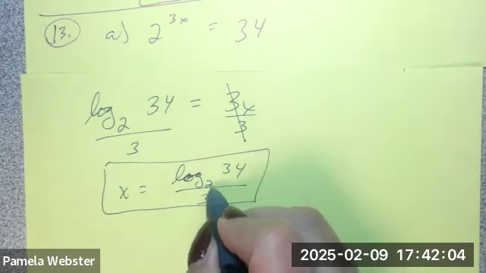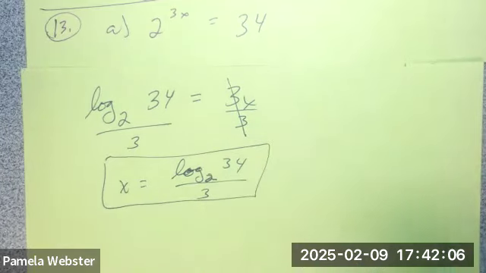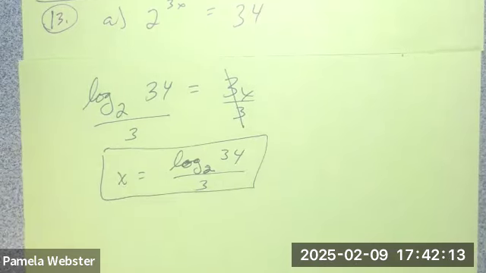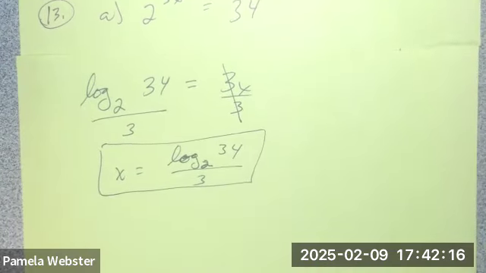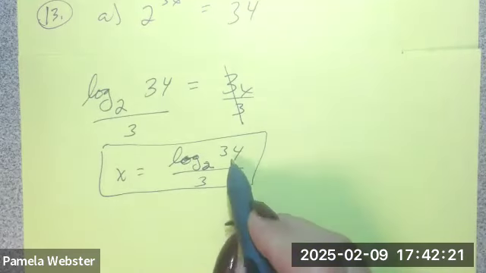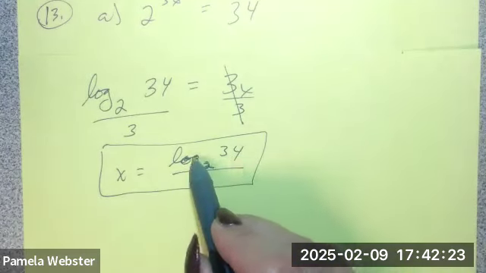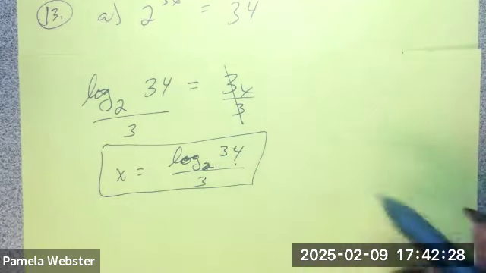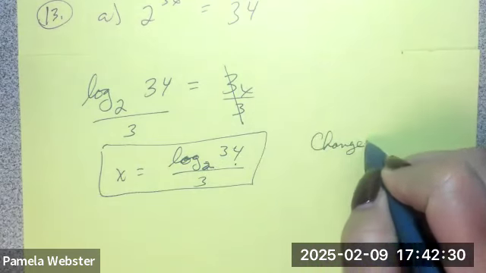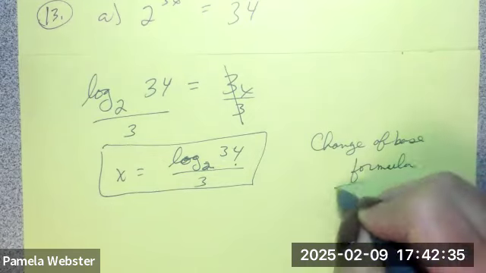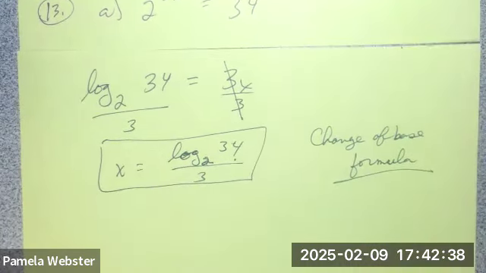Your calculator doesn't naturally do base 2 stuff. It does base 10 and base E because those are the two that are programmed into it. You can force it to do some log base 2 stuff, or if you watched the video, I think I had one out there that was about changing the base. Here you can do log base 10 of 34 divided by log base 10 of 2. Okay, so there is a change of base if you want to do that, but I don't care.